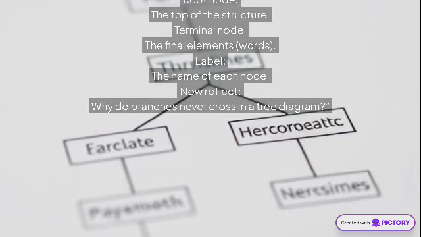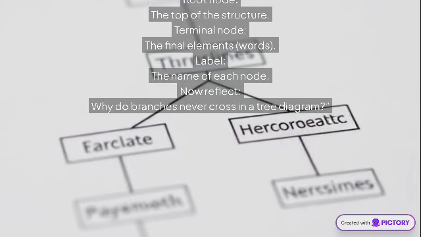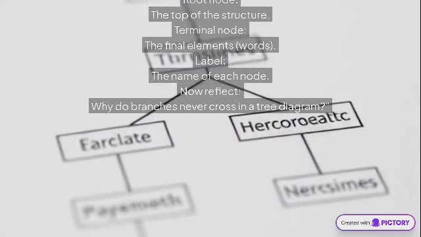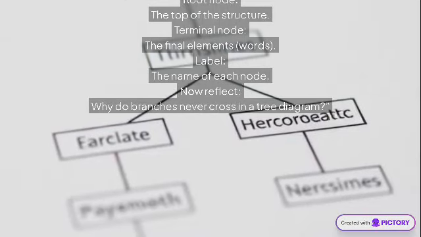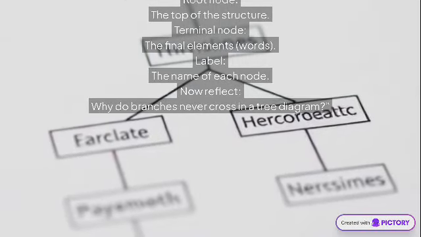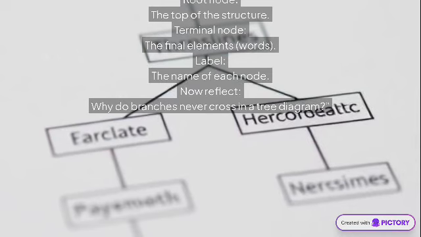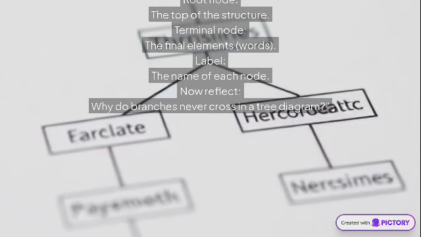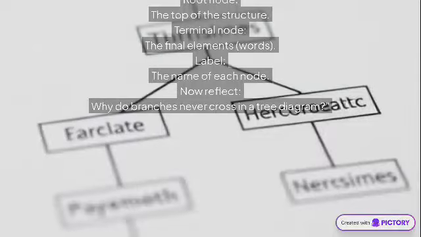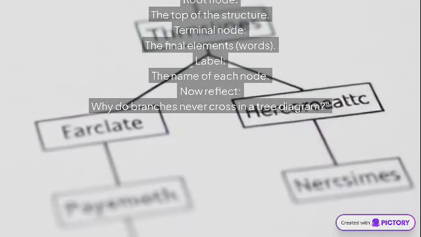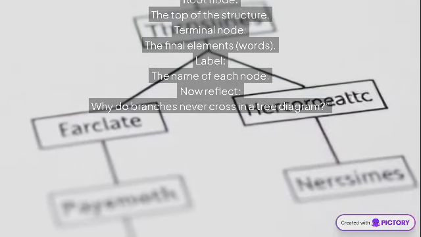Terminology of trees. You must understand the following terms. Branch, a line connecting elements. Node, a point where branches meet. Root node, the top of the structure. Terminal node, the final elements, words. Label, the name of each node. Now reflect, why do branches never cross in a tree diagram?